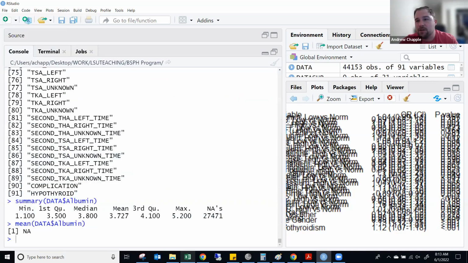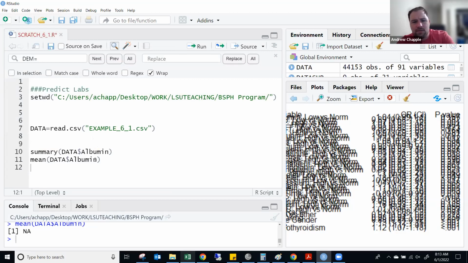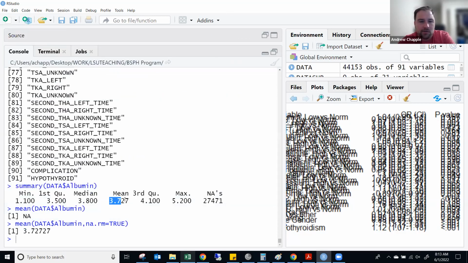So what the summary function does is just ignore the missing values, but I can pass this into means easily, right? I can say albumin, na.rm equals true.